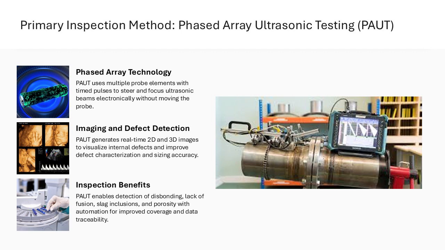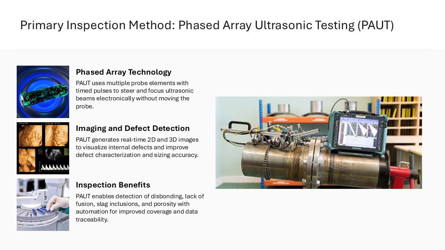PUT provides real-time two-dimensional and three-dimensional imaging, such as S-scans and C-scans, allowing engineers to visualize internal structures and defect morphology. This imaging capability significantly improves defect characterization, sizing, and confidence in interpretation. PUT is particularly effective for detecting lack of bond or disbonding at the interface, internal weld defects such as lack of fusion, slag inclusions, and porosity, as well as general wall thickness measurement.